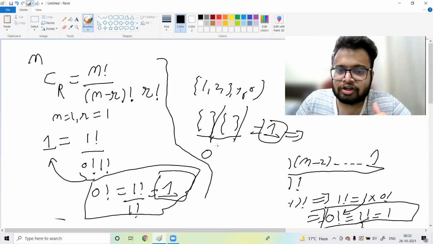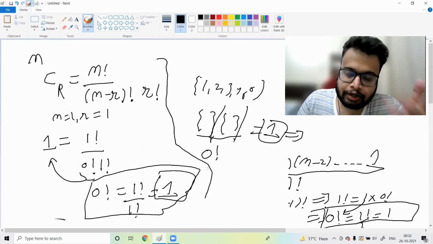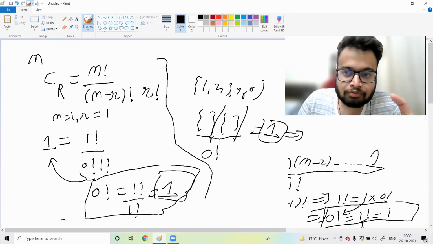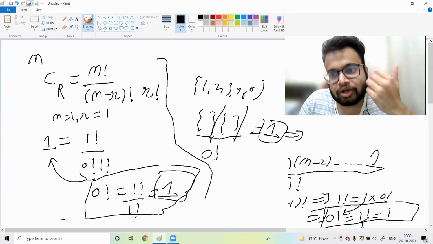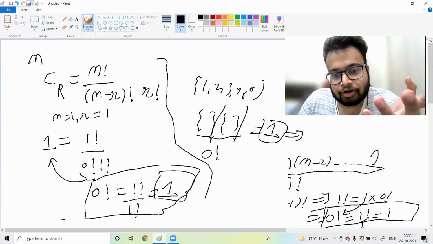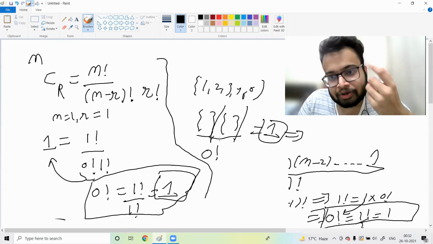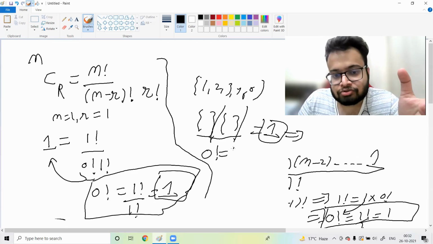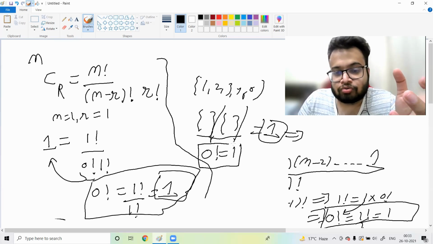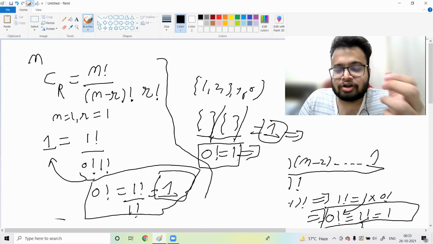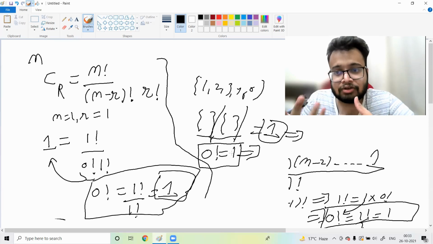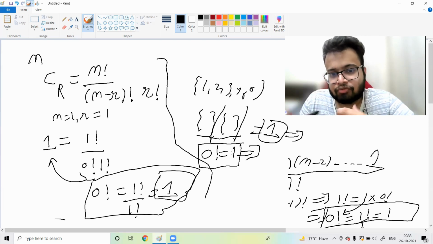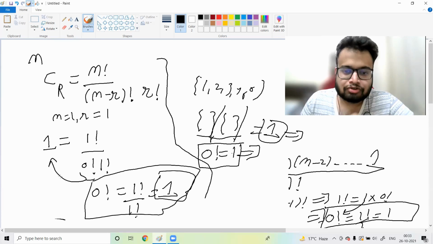That's why we say that 0 factorial, by theoretical means, signifies how many ways there are to pick that set which has no element. There is only one way, that is to pick an empty set. So that's why we say that 0 factorial is equal to 1. This is if we don't talk about any mathematical thing, but about the significance of factorial, what factorial means. So this is another proof of 0 factorial equal to 1.